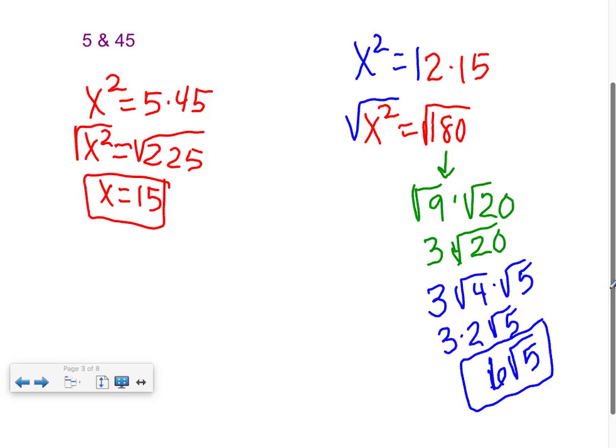That's weird. Can we approximate that? Could you tell me what that is as a decimal? Approximately 13.42.